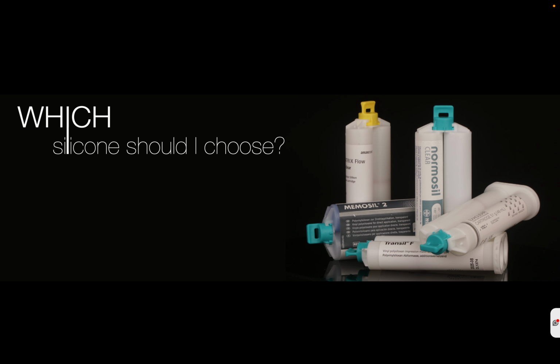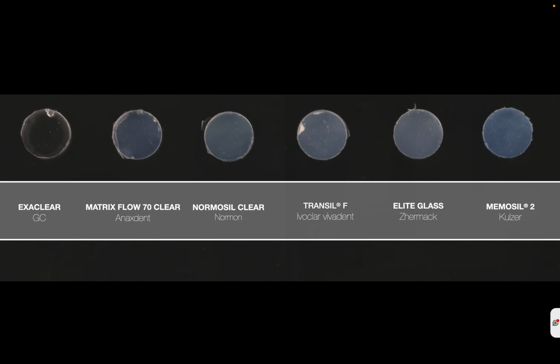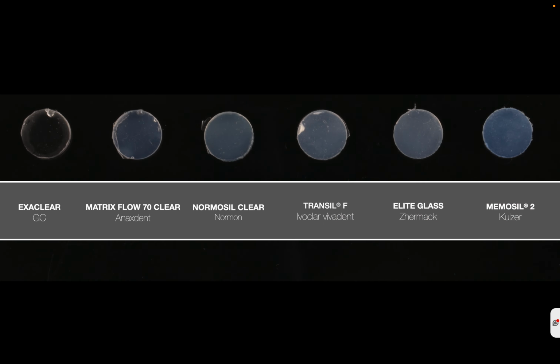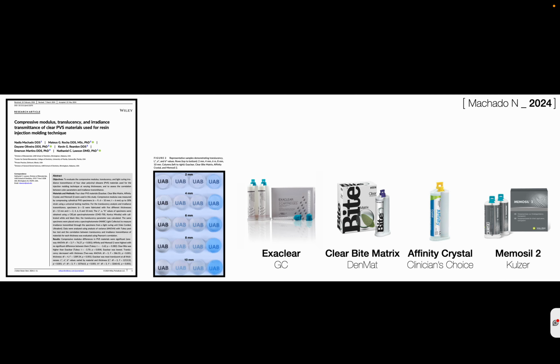Once you have these stops, you can put this clear silicon again inside the tray that you made. Okay, but the problem is, okay Victor, which kind of silicon should I choose? There are a lot of silicons. It's true that not all of them are equal in terms of mechanical and visual properties. And I wanted to show you this article published in 2024 that compared 4 types of silicon and 4 different thicknesses of the silicon.